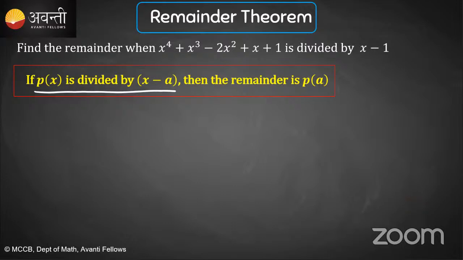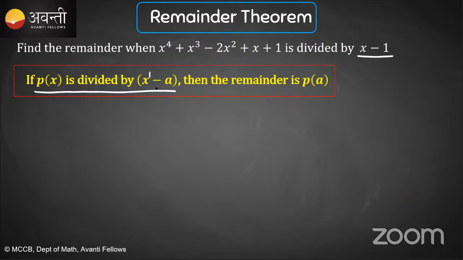So if you don't know this theorem, then what will you normally do? You will divide this expression by x minus 1 and then get the remainder, which will take a lot of time. As you can see, if the degree is, instead of 4, let's say 15, 16, 19, then it will take a very long time, right?